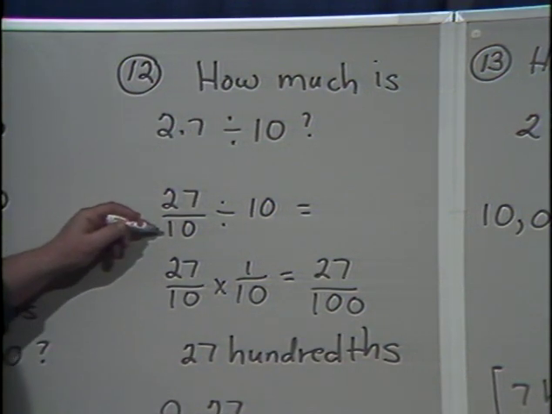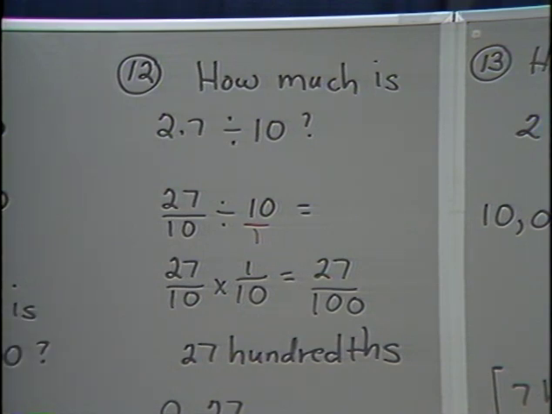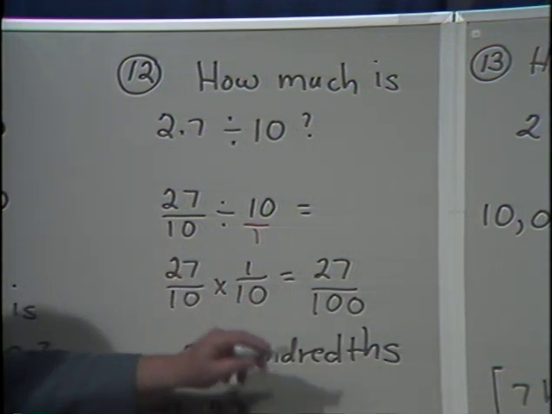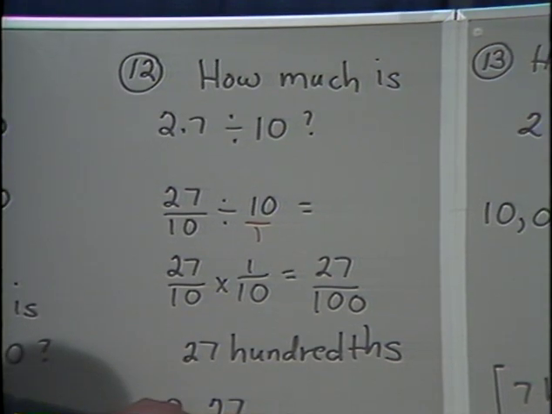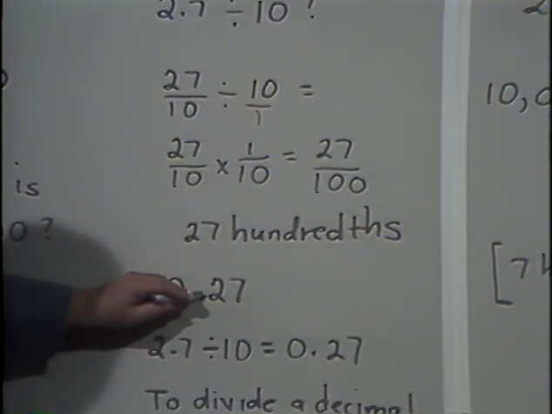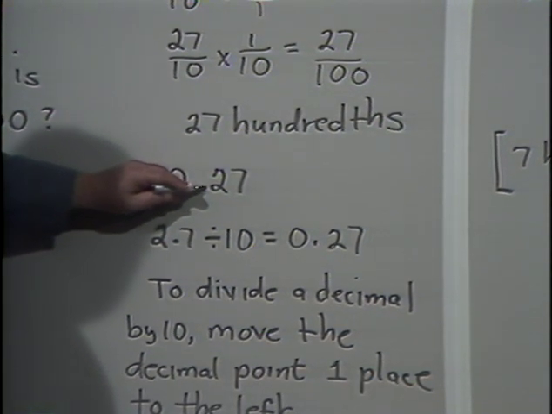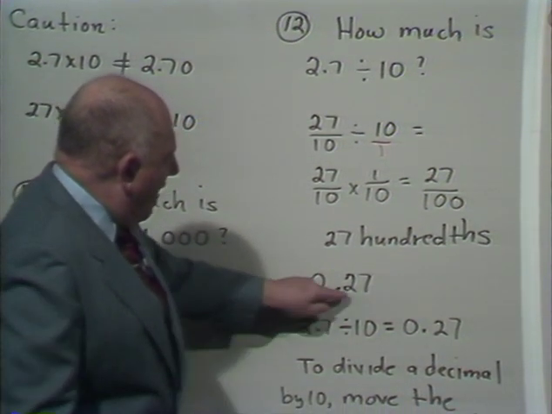2.7 is 27 tenths. Now you're dividing by 10. 10 is 10 over 1. How do you divide? You invert and multiply. 27 over 10 times 1 over 10 is 27 over 100. 27 hundredths means what? The 7 has to be in the hundredths place, so we move the decimal point 2 places to the left. You see, remember, dividing, we move it 2 places to the left, so now we have 0.27.